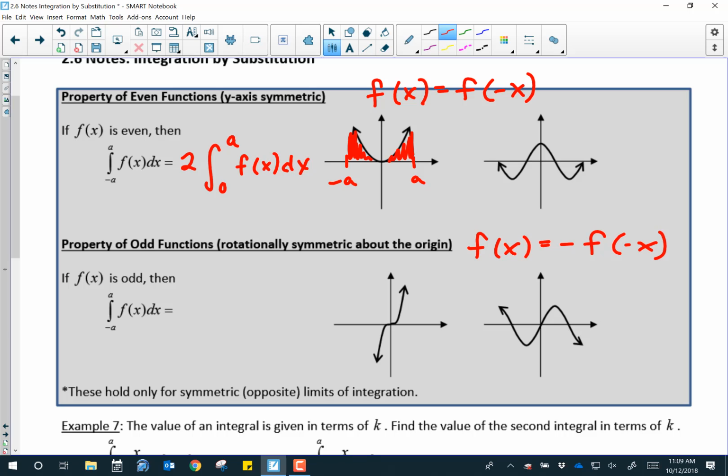Everybody clear on that? Almost. Because this is double the integral from 0 to a. Yes? Okay. Everyone good with that?